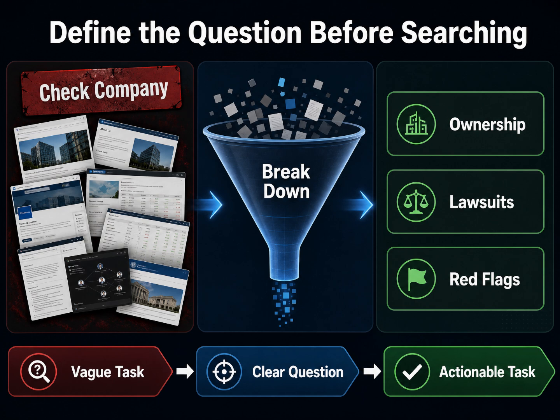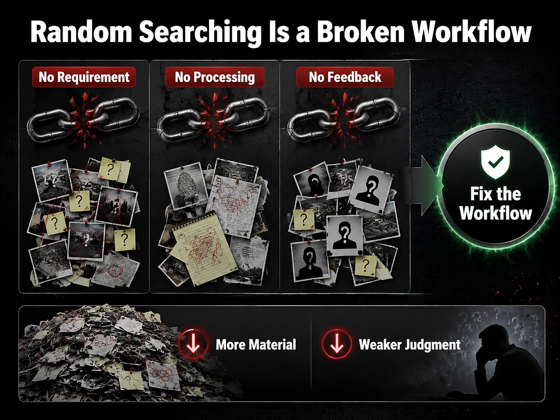Imagine the request is really about a supplier decision. Then the useful version might be: who controls the company, whether there are recent legal disputes, and whether anything in the public record suggests unusual risk. Once the question is clear, the rest of the cycle gets easier. You know which sources matter, what evidence to collect, and what kind of judgment you need to write at the end.